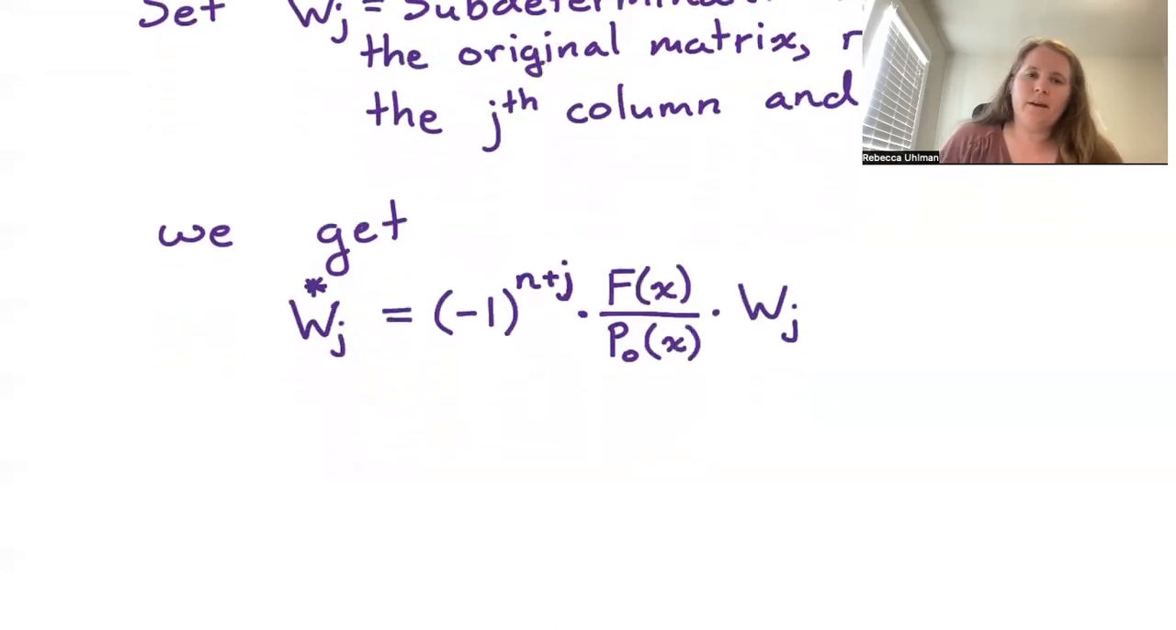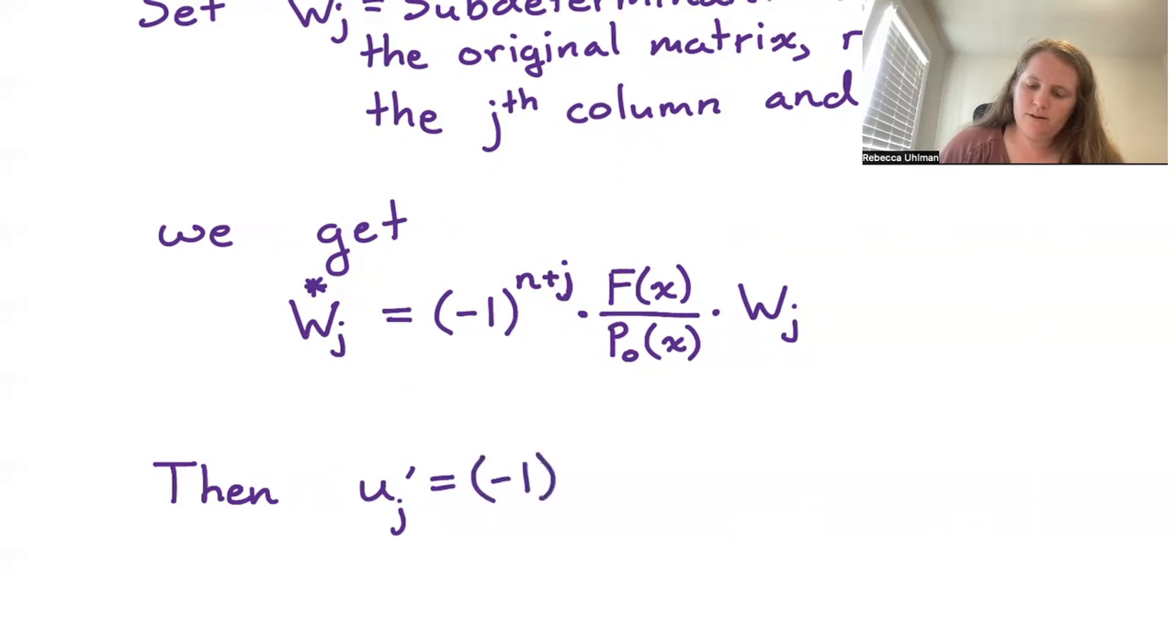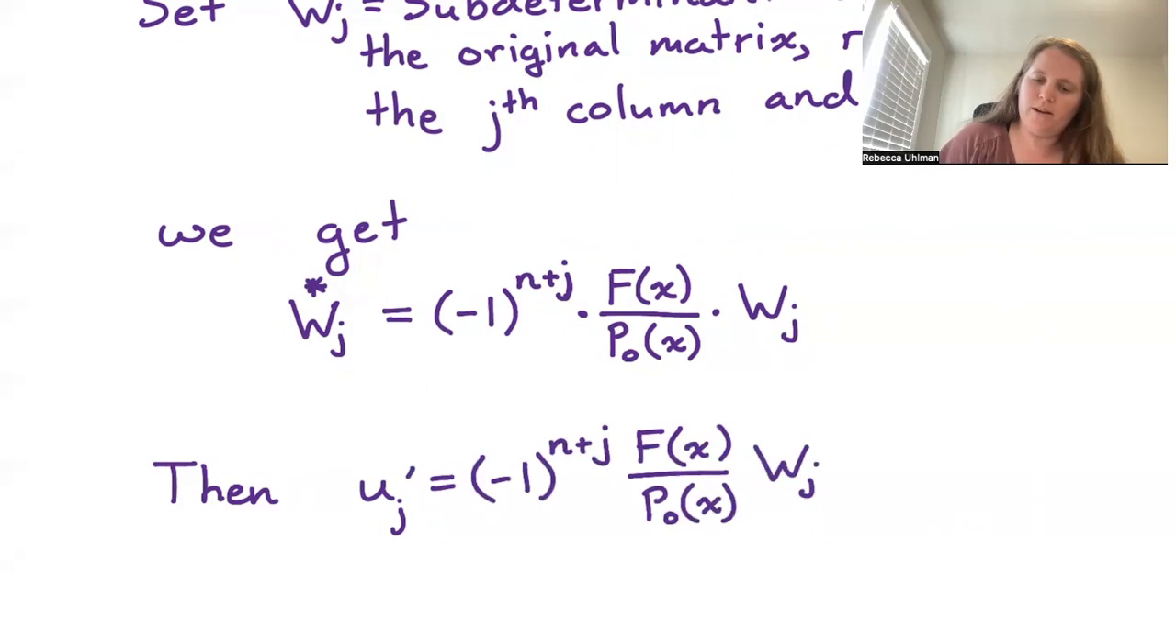So what we wind up getting then is our uj prime is equal to -1 to the n plus j times f of x over p naught of x times Wj divided by W.